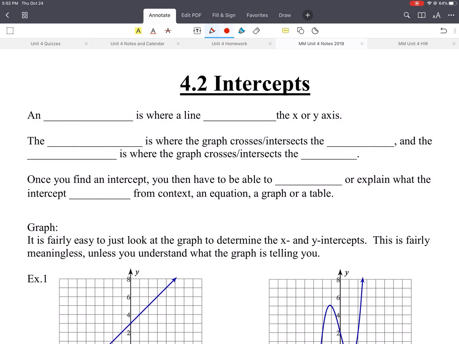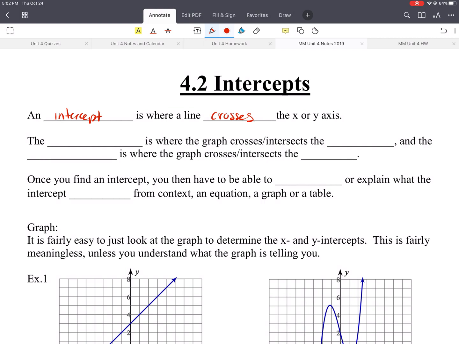So an intercept is where a line crosses the x or y axis. A linear equation, most of the time, will have an x-intercept and a y-intercept. And we'll talk about some other examples where you would only get one or the other.